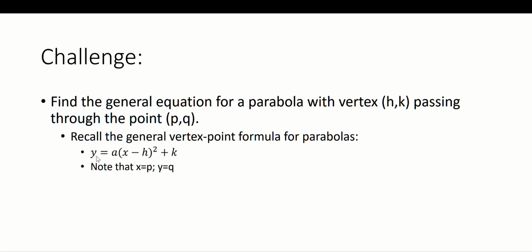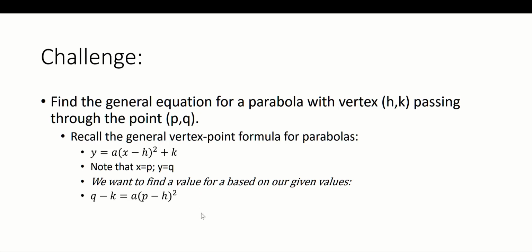Well, we are given that it passes through the point (p, q), so we can substitute p for x and q for y. We were already given an x and a y. We already know h and k, we were given that. So all we need to do is to solve this equation for a. So we want to first put in the values of p and q for x and y, and then we solve for a. So a is equal to (q minus k) over (p minus h) squared.